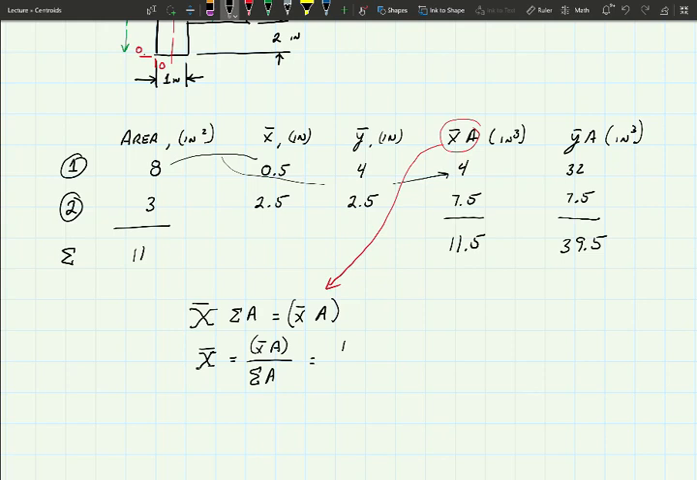11.5 divided by 11, and that's going to give me 1.045 inches, okay?